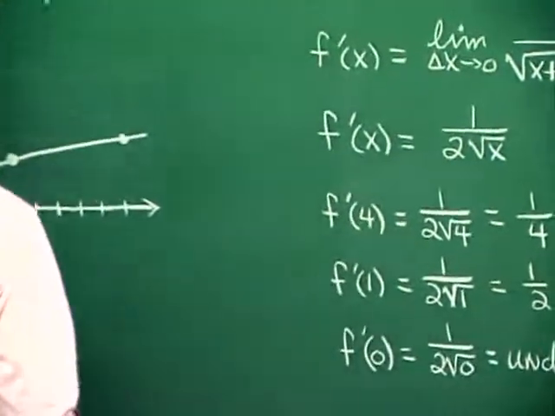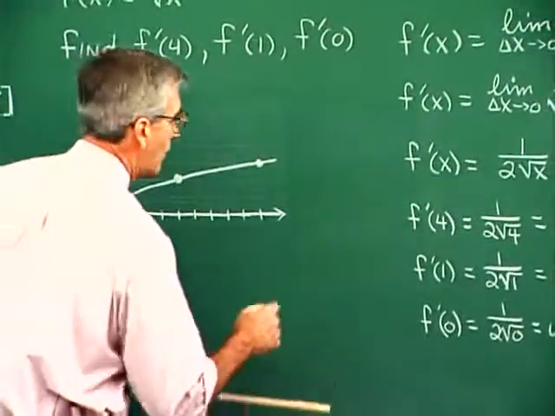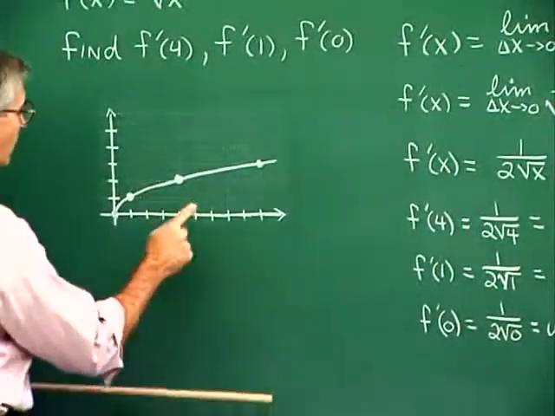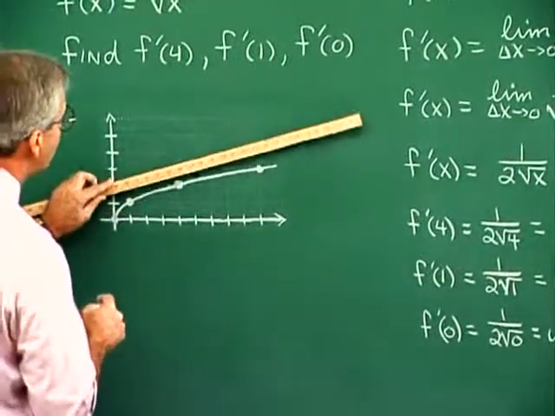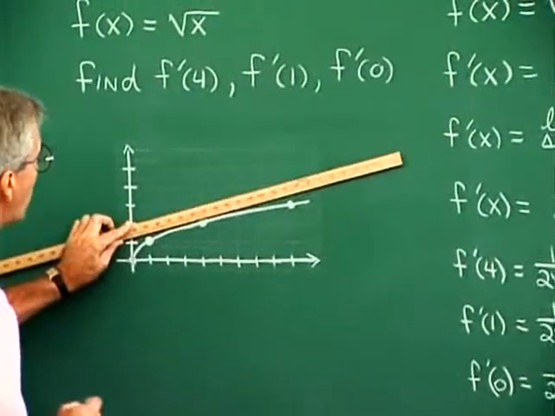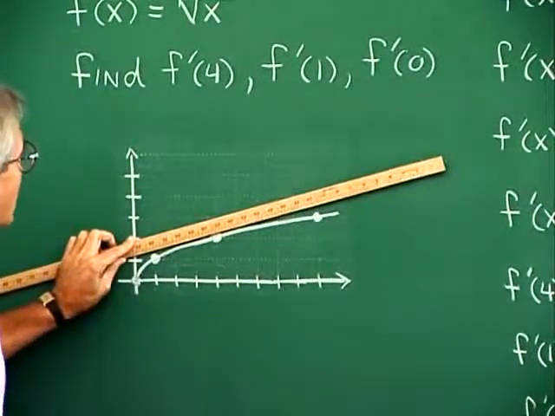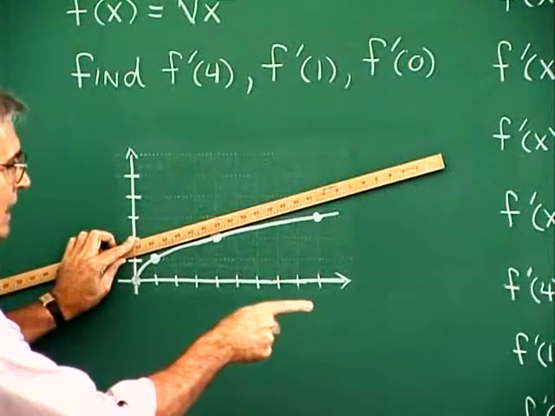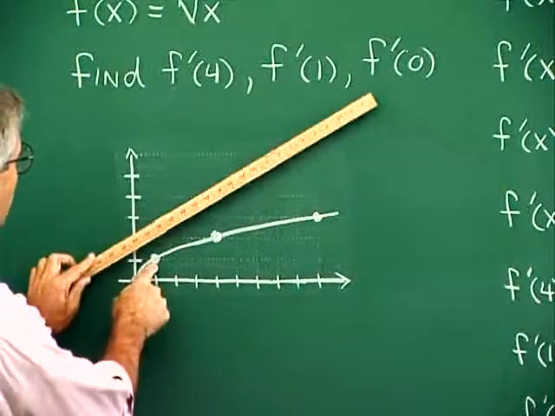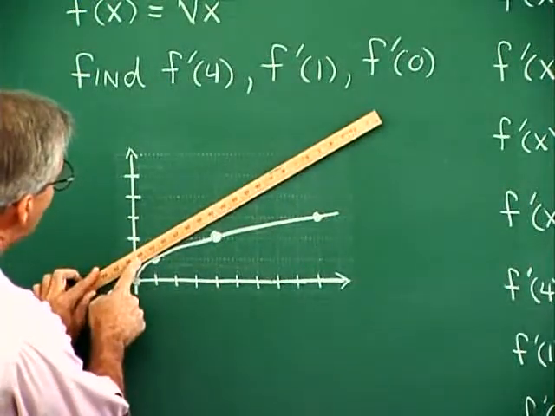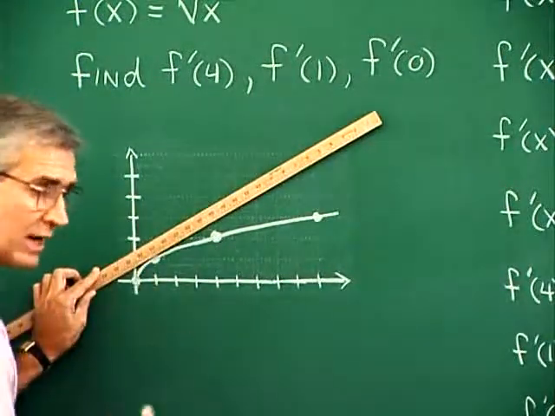We found f prime of 4 to be 1/4. So that means the slope of this tangent line is 1/4. Kind of looks like it, doesn't it? A rise of 1, run of 4. That's an interpretation of that. Let's see, f prime of 1, the slope of the tangent line at 1 is 1/2, rise of 1, run of 2, looks about right.